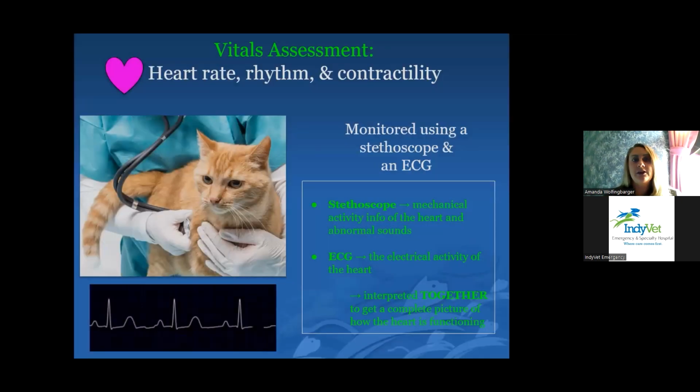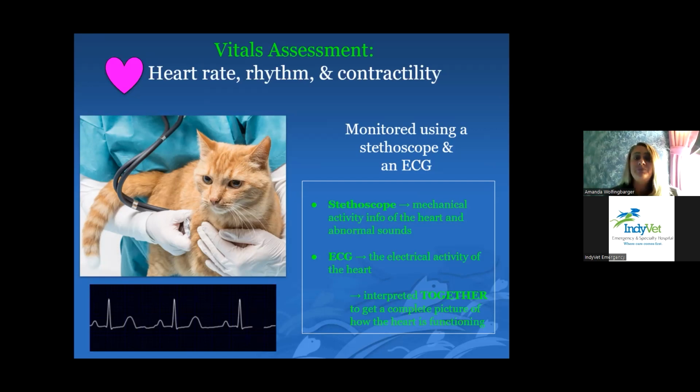And then next up is our heart rate, rhythm, and contractility. So measuring that with our good old stethoscope and ECG. I think we take for granted just what exactly our stethoscope is doing each time we stick it in our ears, but we're listening to the mechanical activity of the heart, listening for abnormal heart sounds. What is actually going on in their chest that we can auscult.